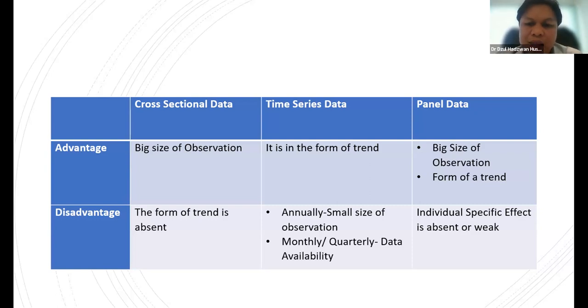And then sometimes we do also have monthly and quarterly data, but we will face another problem of data availability. So not many economic data are in the form of monthly or quarterly. And then nowadays we have panel data, a combination of constant and trend information. So definitely we have a big size of observation, and we also can include or take into our account the information of trend. But then one of the limitations if we deal with panel data is that the individual specific effect is absent or weak.